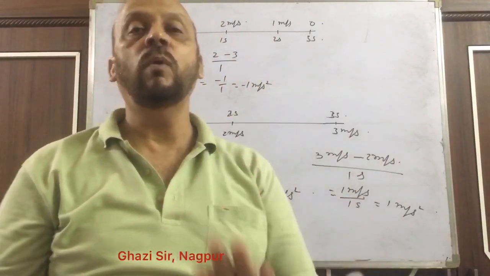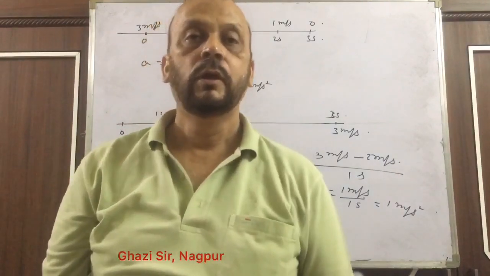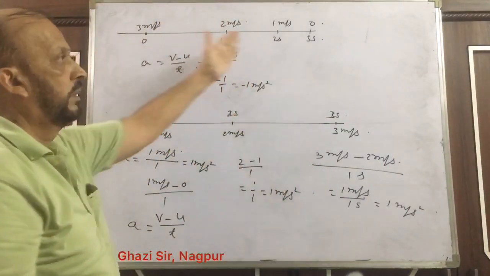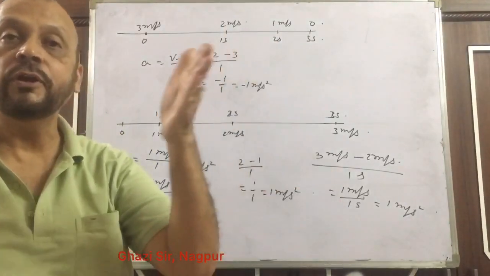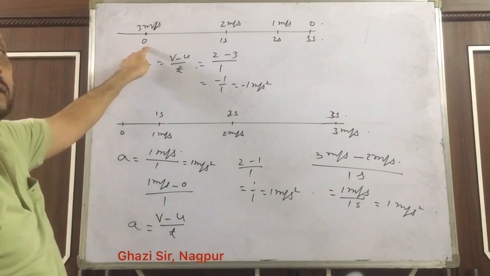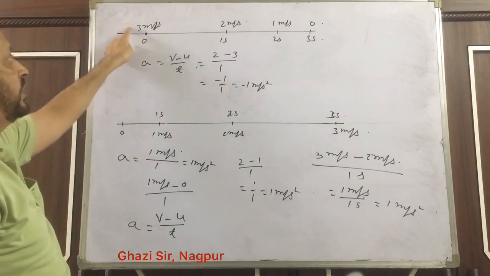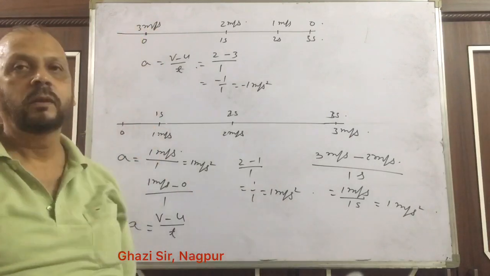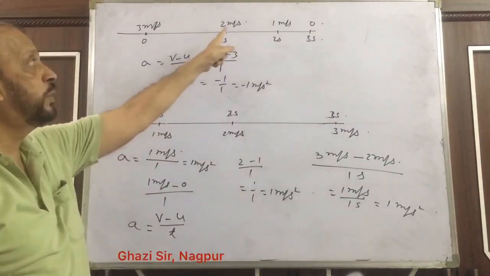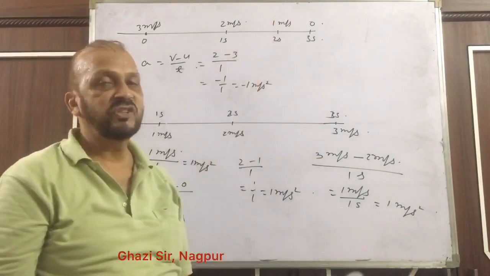So acceleration was 1 meter per second square. It was a positive acceleration. In the third case, velocity is decreasing. At the instant when we started measuring its velocity at 0 time, velocity was 3 meter per second. After 1 second it is, say, 2 meter per second. After one more second, 1 meter per second, and then what?